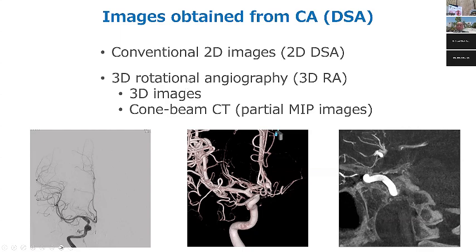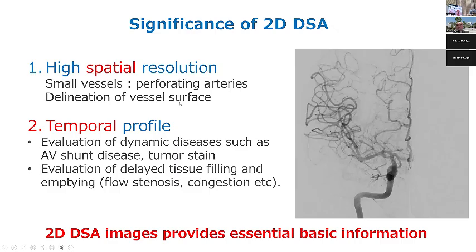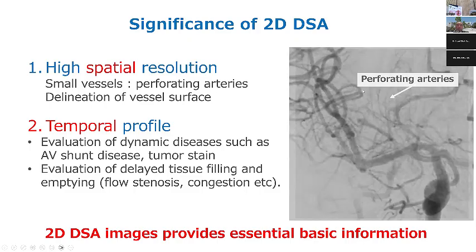Okay, 2D DSA gives us essential basic information with high spatial and temporal resolution. Due to its high spatial resolution, we can evaluate fine vessels like perforating arteries, like this, or information on the vessel surface. And temporal information is crucial because hemodynamics is the key component to assess vascular lesions. So 2D DSA is very important.